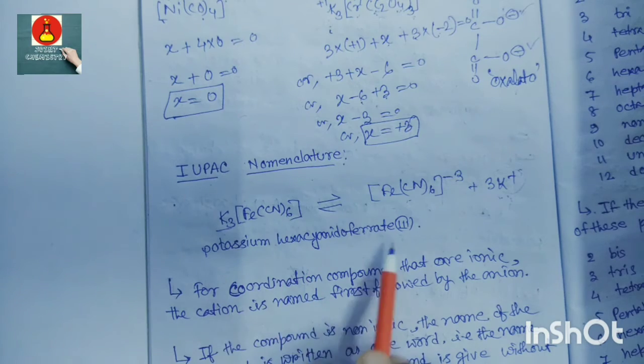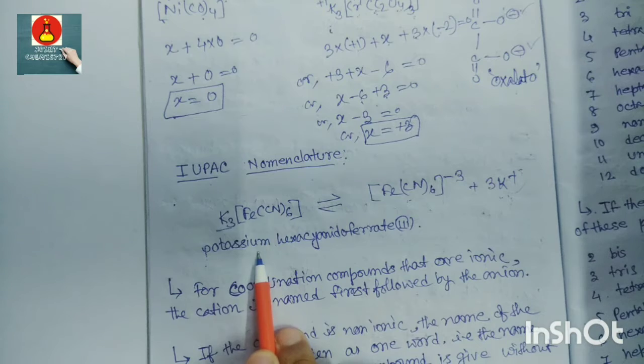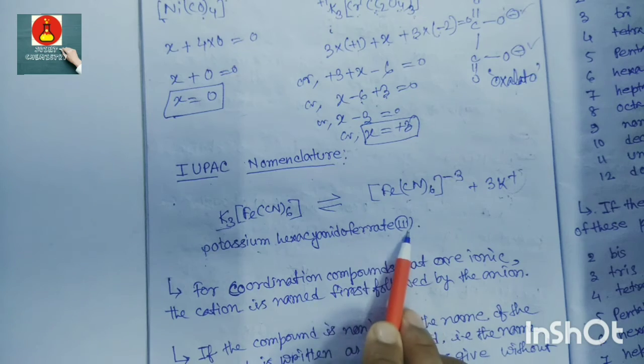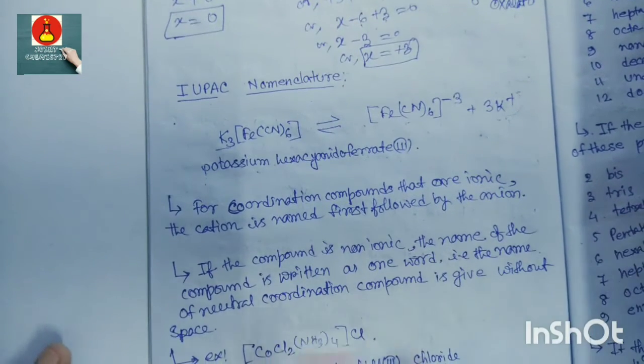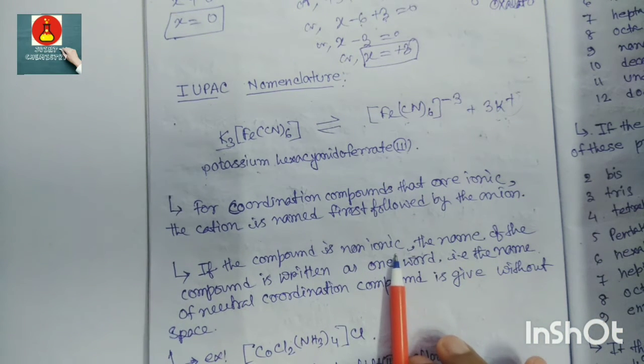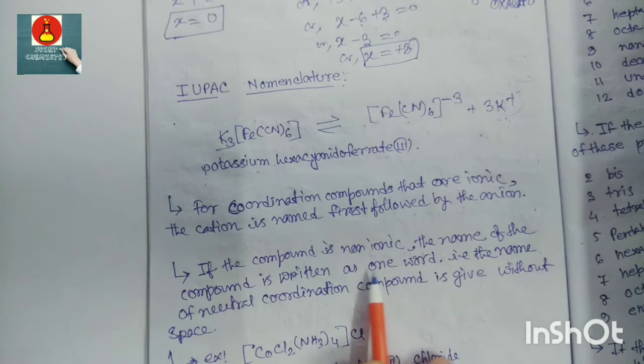Potassium is the cation, so this part is the cationic part. That's why in this name, at first they named potassium, then this complex ion part, which is hexacyanidoferrate 3, right? So the next rule is, if the compound is non-ionic, meaning neutral, the name of the compound is written as one word, without any space.